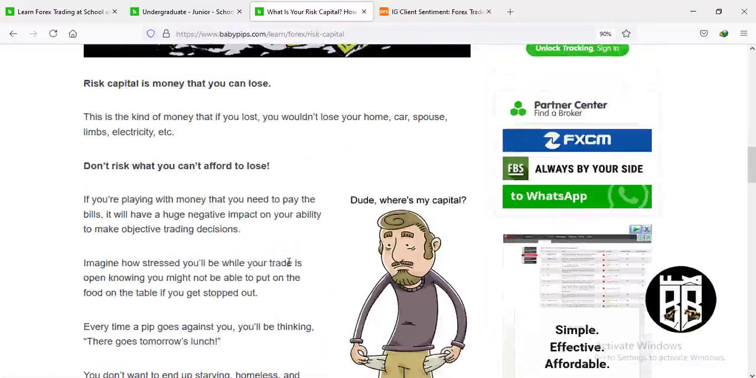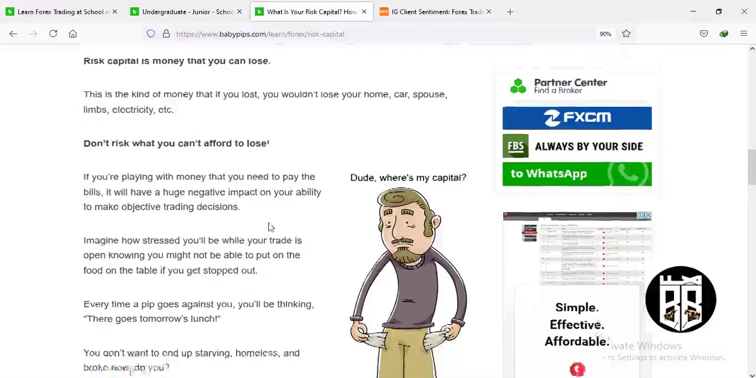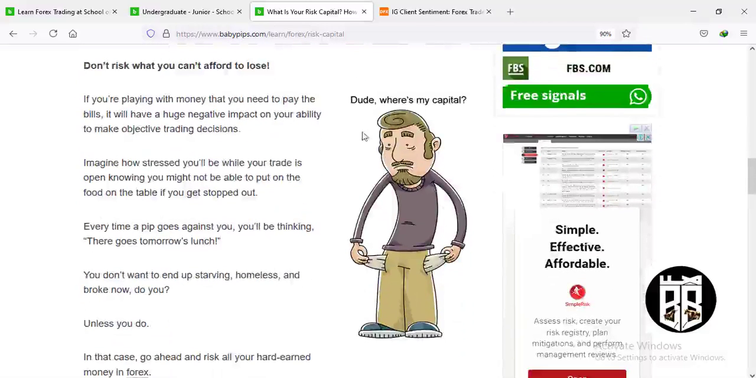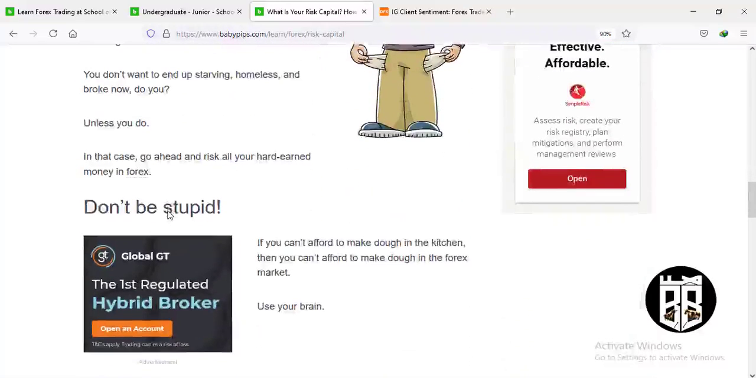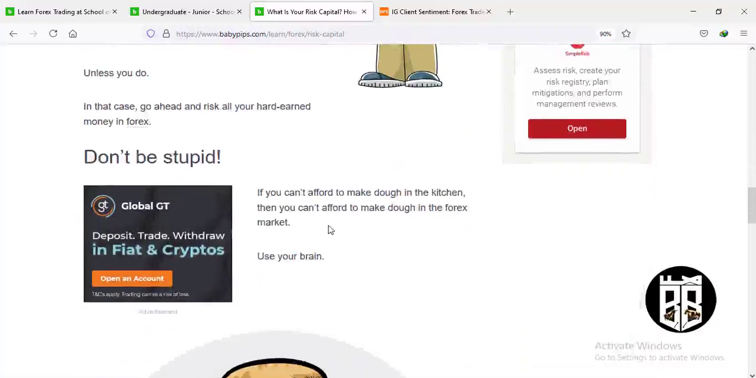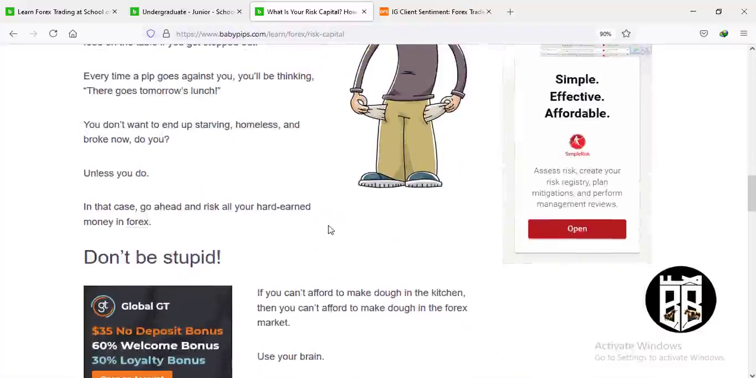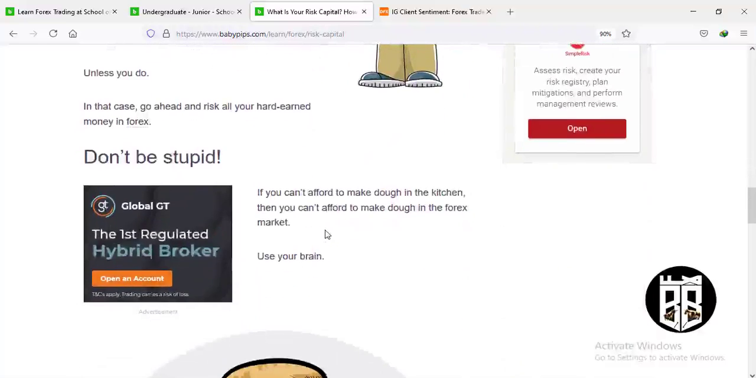Don't risk what you can't afford to lose. If you are playing with money that you need to pay bills, it will have a huge negative impact on your ability to make objective trading decisions. It has happened to me many times. Don't be like me. Don't be like this dude here. Where's my capital? It's gone. Oh my goodness. So we want to be smart. We don't want to be the stupid kind of people.